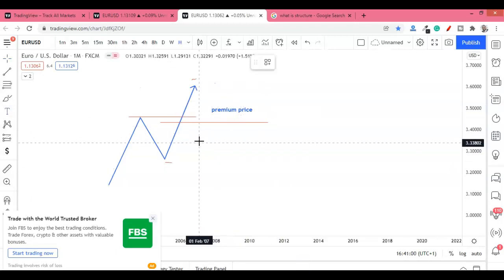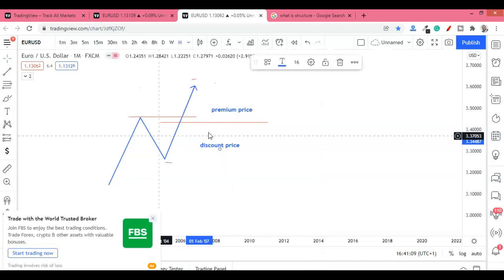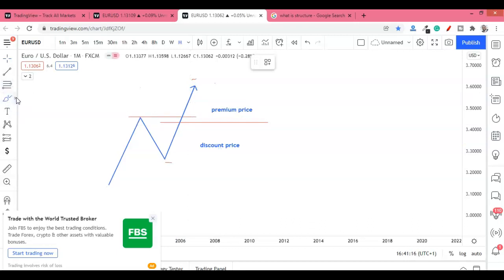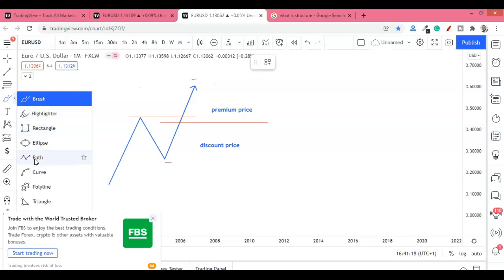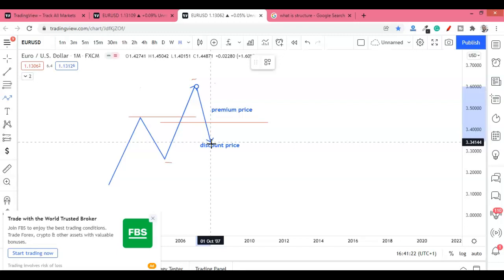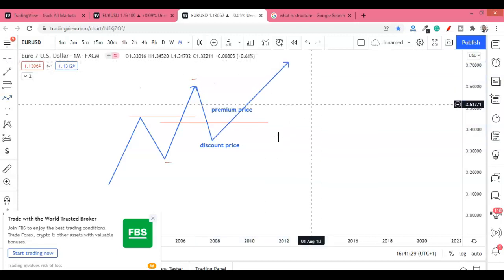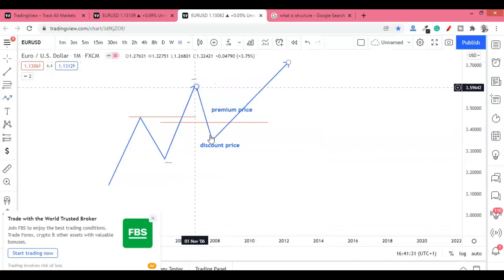Anything below the 50% is called the discount price. If you are to buy, we are looking at buying at what? Discount. So a good place to buy from is when price moves below the 50% line, into any of this region here. Okay, we can decide to buy, then move price upward.